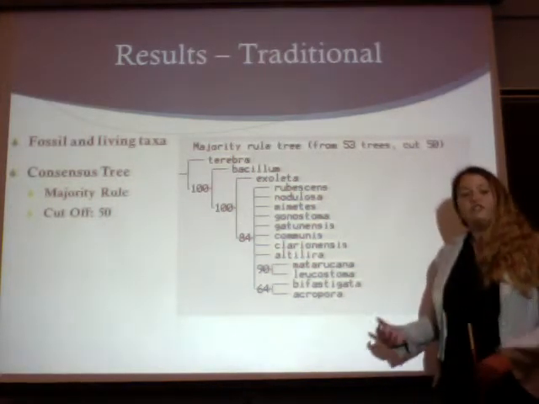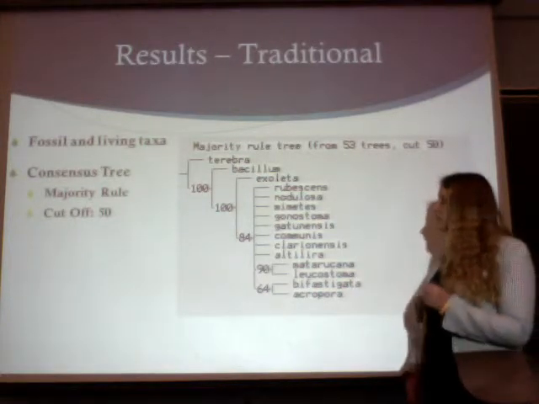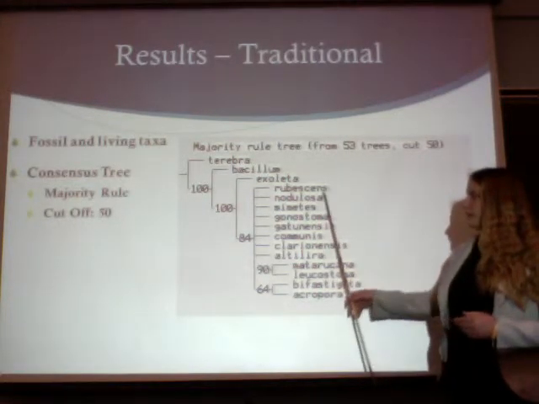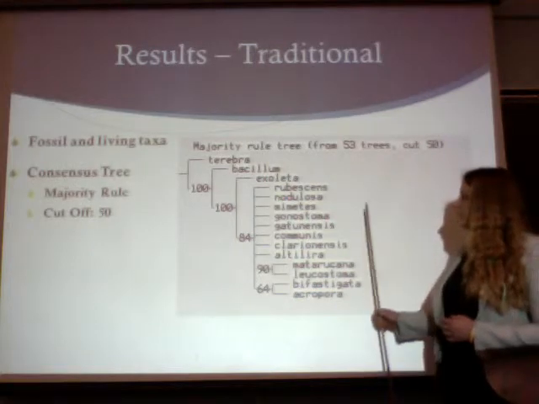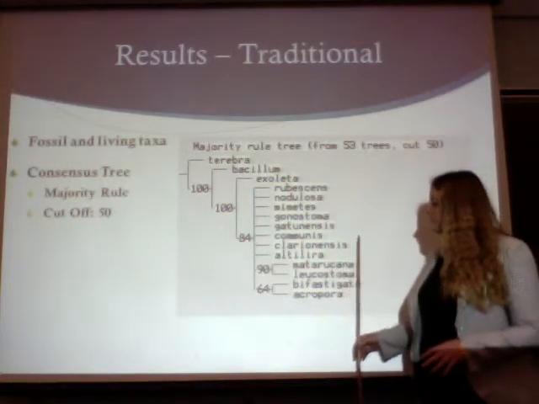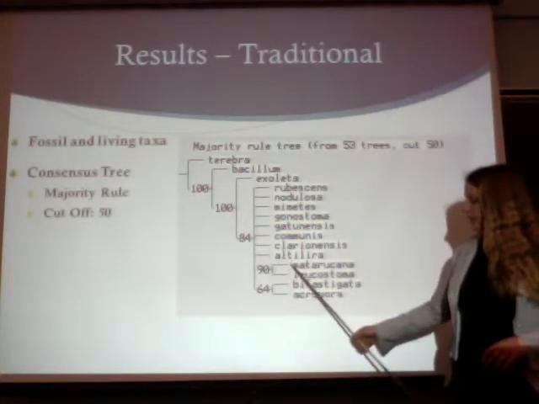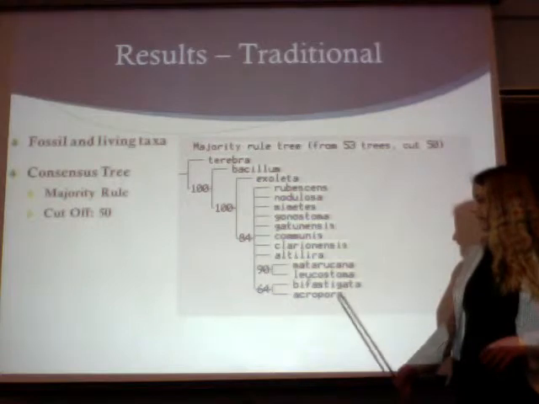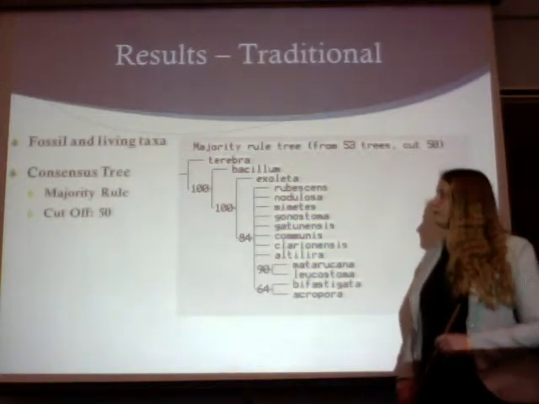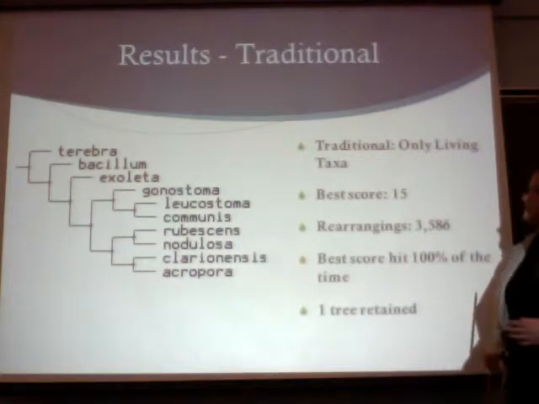So even though in the trees that were all generated, those 53, all became dichotomous nodes, in actuality it's quite unresolved in this tree. Although Mataricana leucostoma seem to fall out quite a bit of the time, and so do Bifasciata and Acropora. So that's one consensus tree.